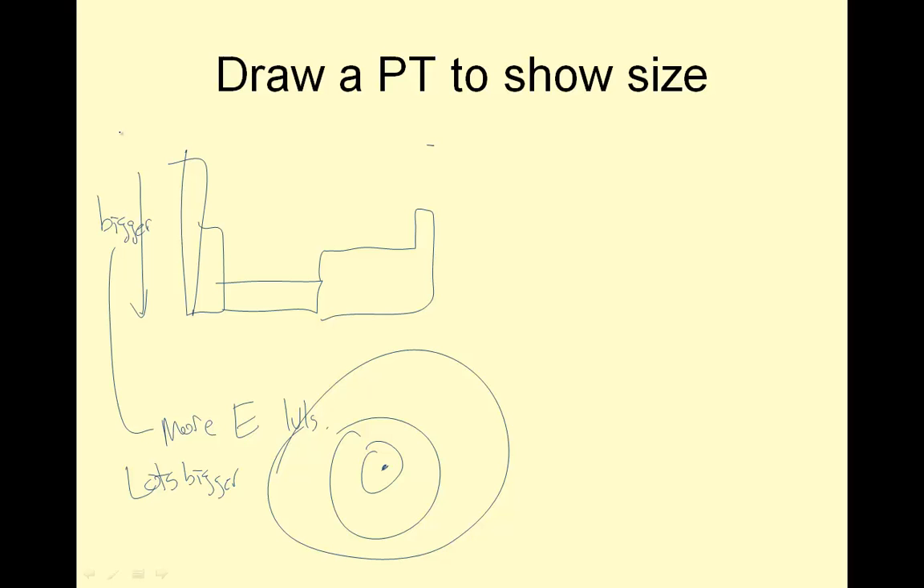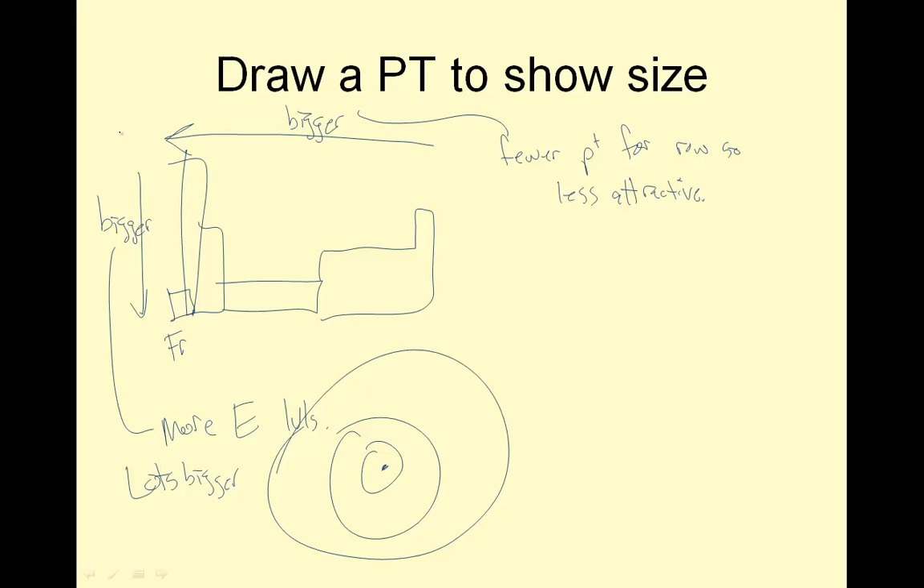And as you go this way, it gets bigger. Now, why does it get bigger this way? It gets bigger because you have fewer protons for your row, so less attractive. Okay. So the biggest element is right down here, and the big daddy of everything is francium. Francium is the biggest element of them all.